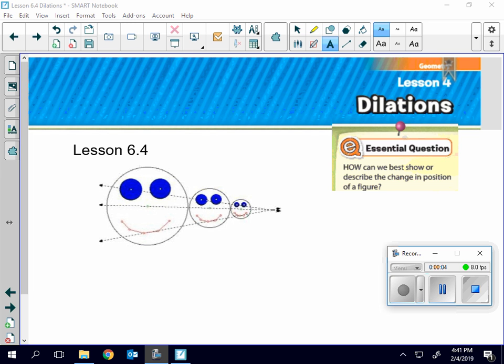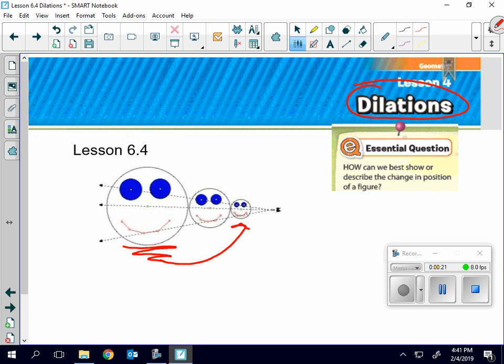Okay, this is lesson 6.4, and we are talking about dilations. A dilation is the last type of transformation that we're going to talk about in this chapter, and that's when you make something bigger or smaller. So I could start off big, like this big smiley face, and I could create a small smiley face. And vice versa, I could start with a small and make it big or medium or whatever. So making some things bigger or smaller would be dilations.